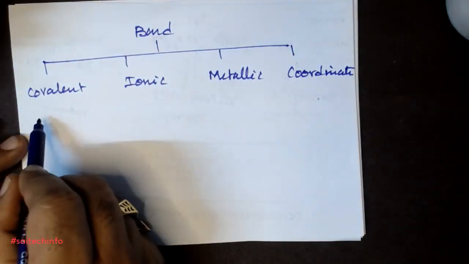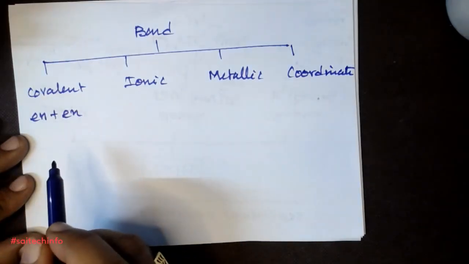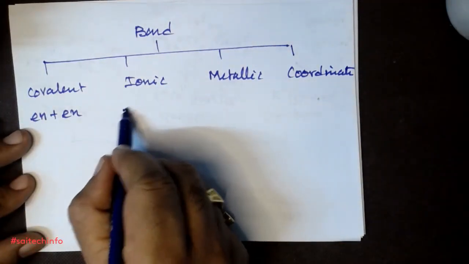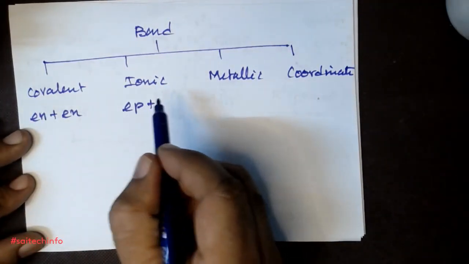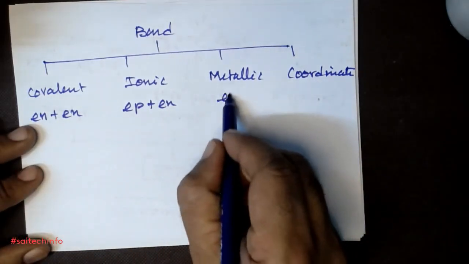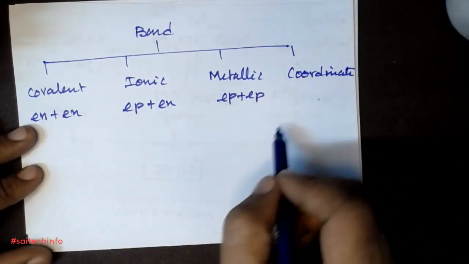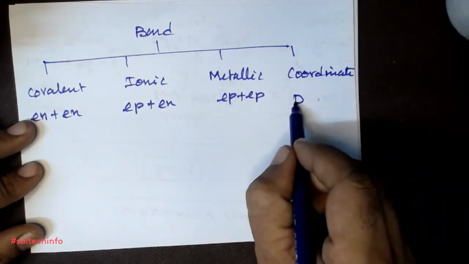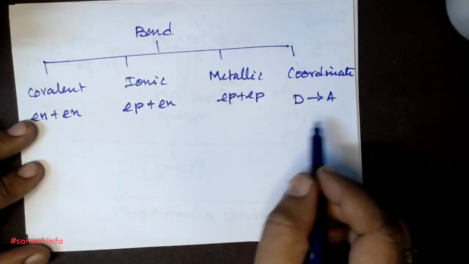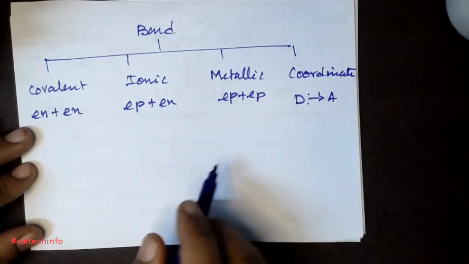Covalent bond is because of the combination of an electronegative atom and an electronegative atom. Ionic bond is because of the combination of an electropositive atom and an electronegative atom. And metallic is because of the combination of an electropositive atom and an electropositive atom. Whereas in the case of a coordinate bond, there will be a donor and an acceptor. D stands for donor, A stands for acceptor. A pair of electrons is donated by the donor.